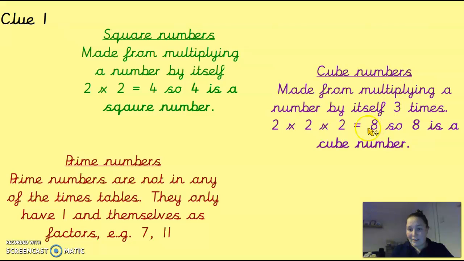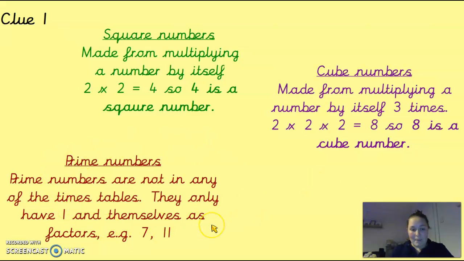Cube numbers are very similar, but it's multiplying a number 3 times. Again, the easiest thing to do is probably make a list of your cube numbers first by doing 2 times 2 times 2 is 8, 3 times 3 times 3 is 27, and so on. Then you would have a list of cube numbers which will help you when you sort.